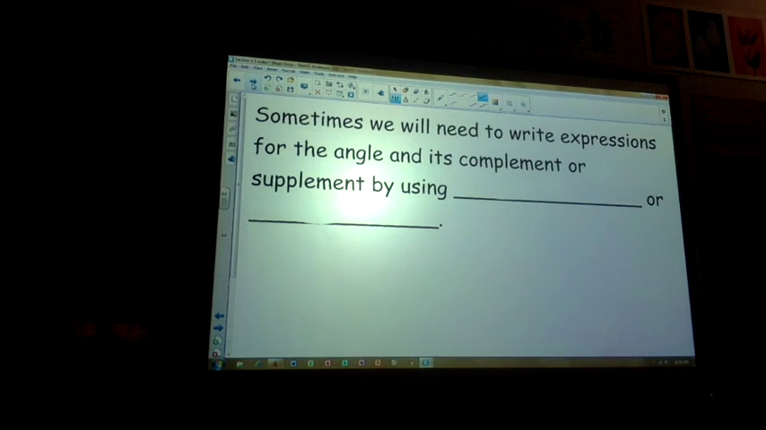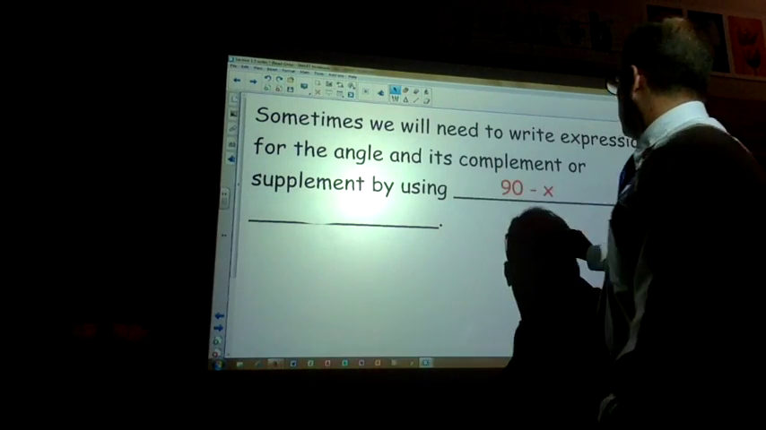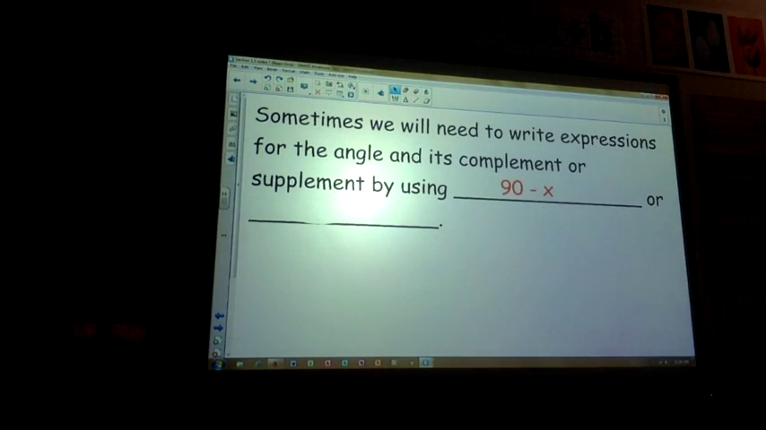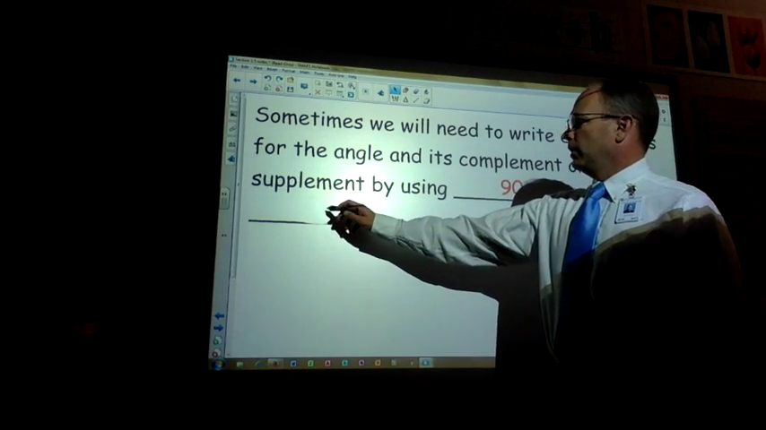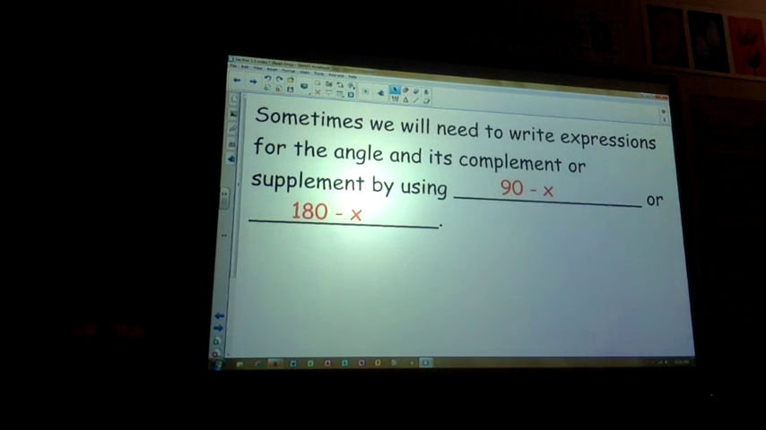Sometimes we will need to write the expressions for the angle and its complement or supplement by using a variable. Is there something here I can use? So the complement is 90 minus x. The supplement is 180 minus x.